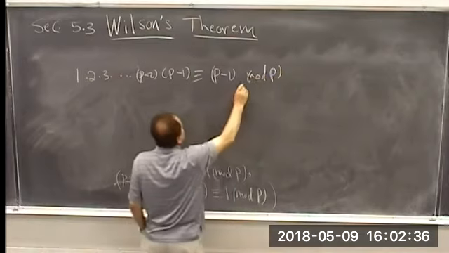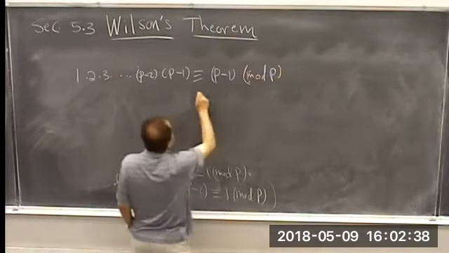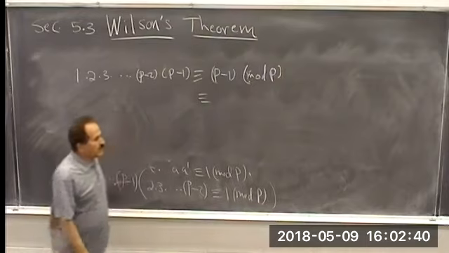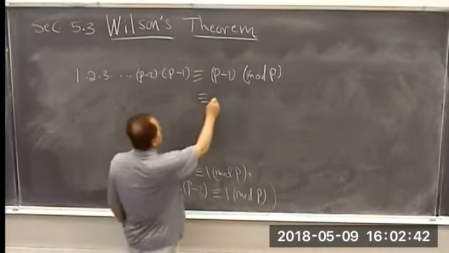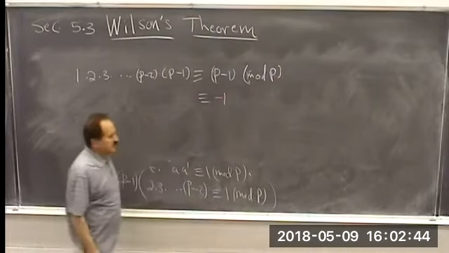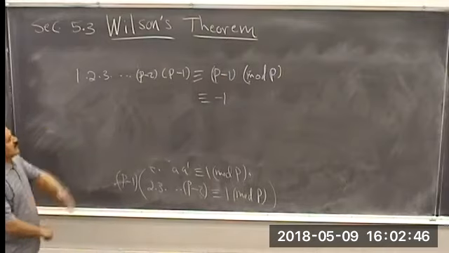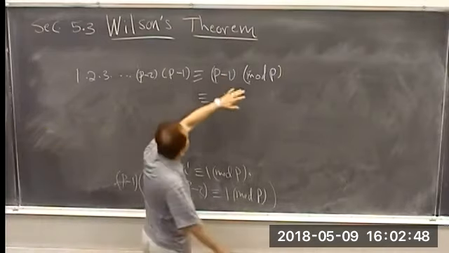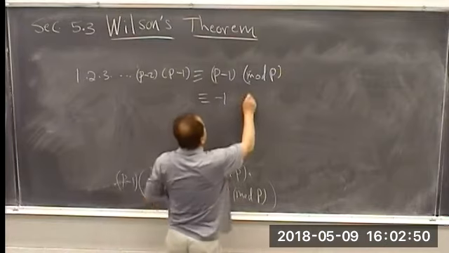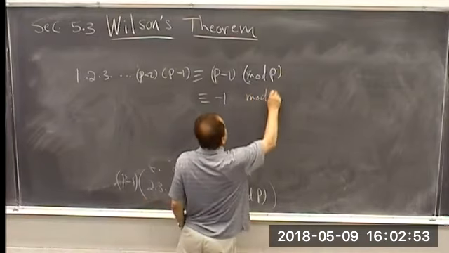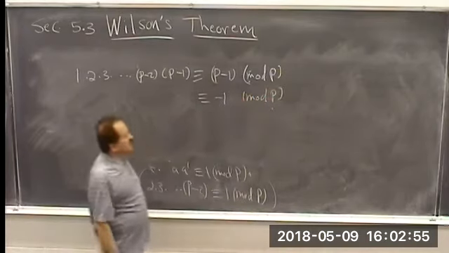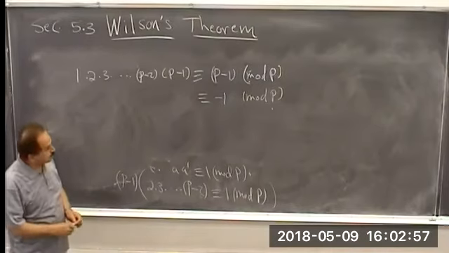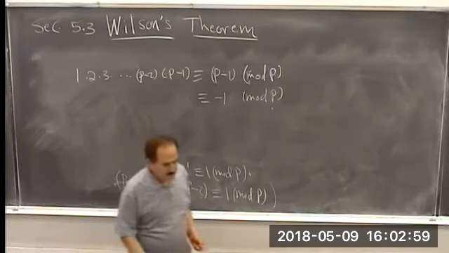But p minus 1 is congruent to -1 mod p, because if you take the difference between p minus 1 and -1, p minus 1 plus 1 becomes p, and this is divisible by p. And we are done. So this is what the theorem is saying.